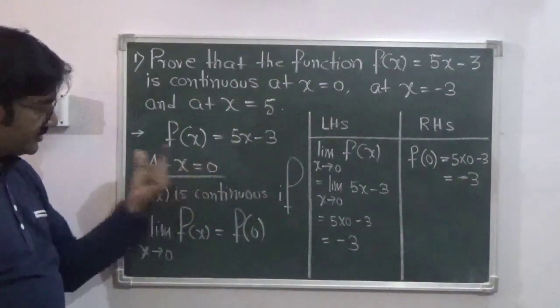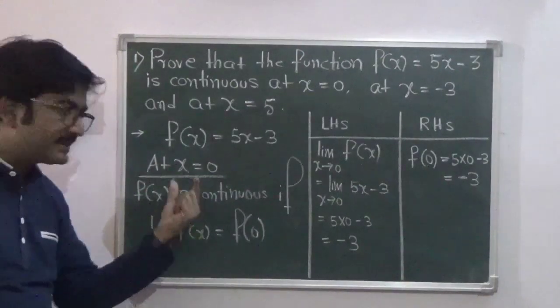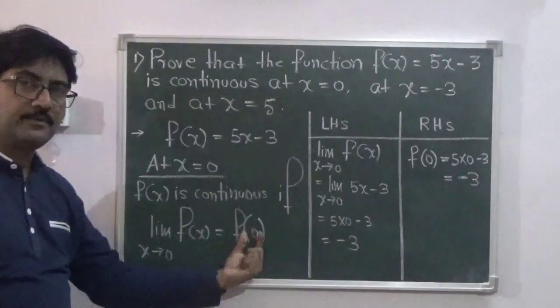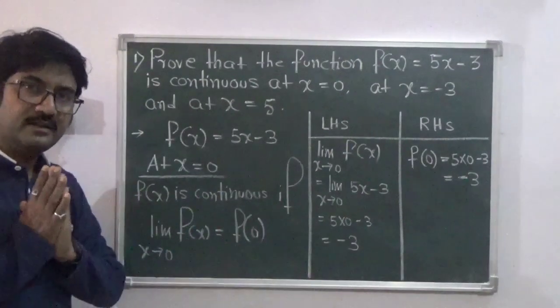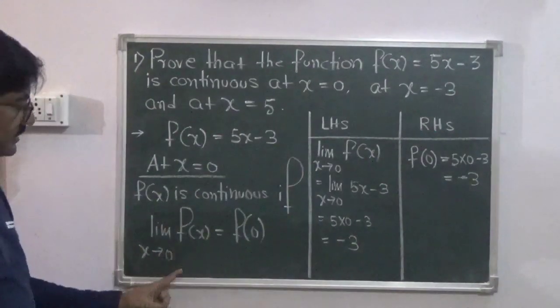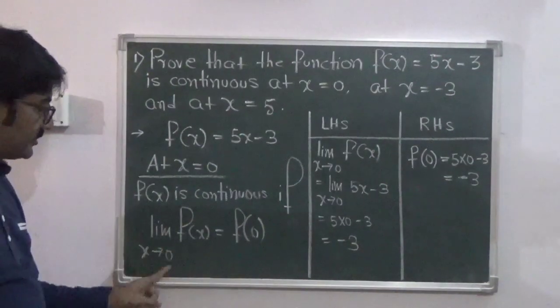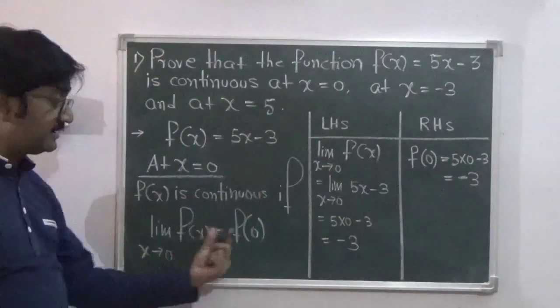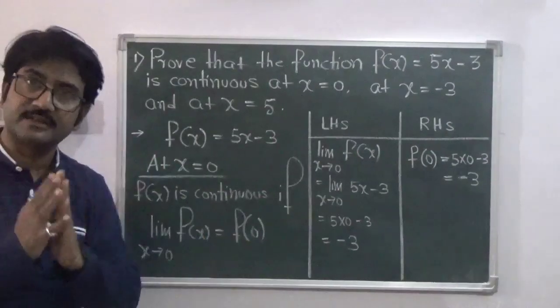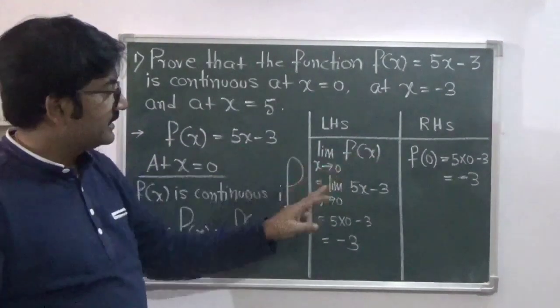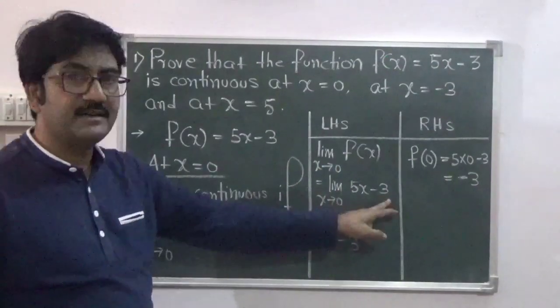So at x = 0, f(x) is continuous if limit x tends to 0 f(x) equals f(0), that you have already studied about in this section. So left hand side is limit x tends to 0 f(x) and right hand side is f(0). If this equals this, then we say the function is continuous. Now let us see the left hand side, limit x tends to 0 f(x), that is limit x tends to 0 of 5x - 3.